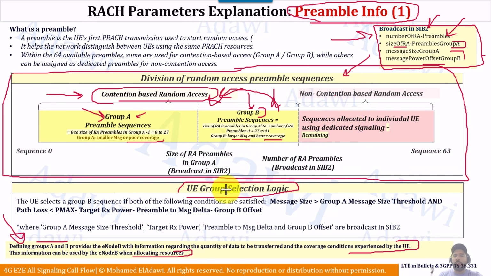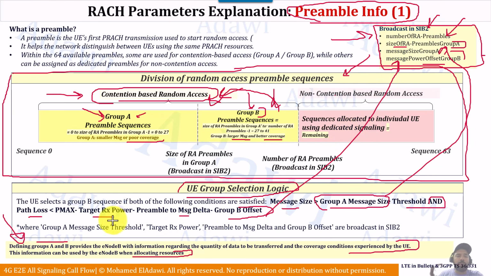So what is this logic saying? It's saying that the user selects group B sequence if both of the following conditions are satisfied. First condition, the message size is greater than group A message size, which is this parameter actually. And the second condition, the path loss is less than the power capability, for example, 23 dBm, minus the target RX power, which is also broadcasted in the system information block type 2, and also this preamble to message delta and the group B offset, which is this one, which is the second parameter here.